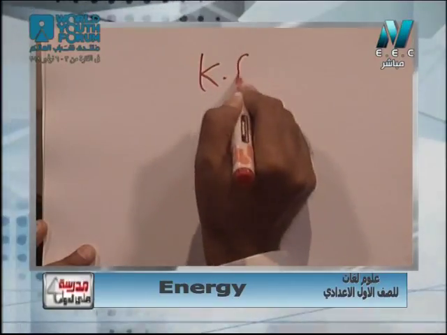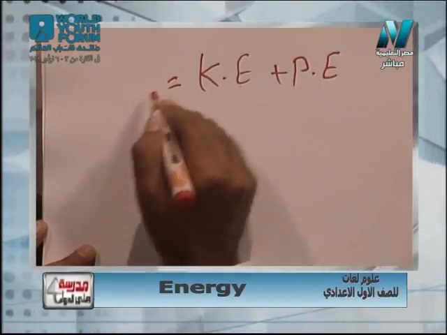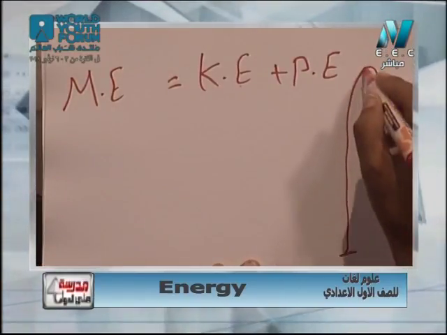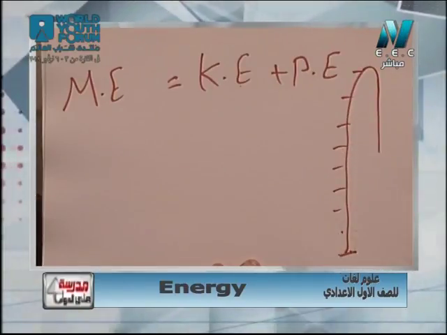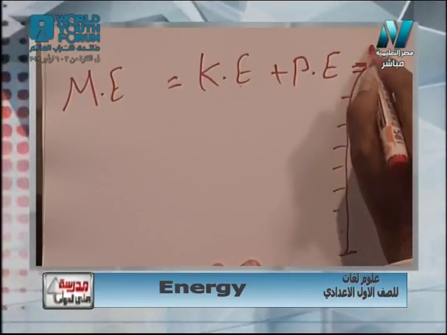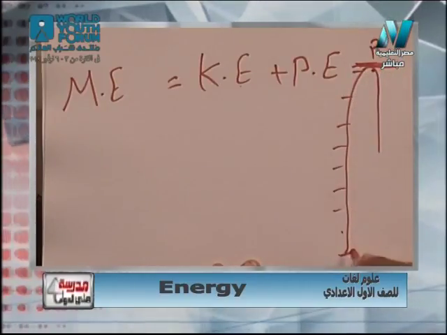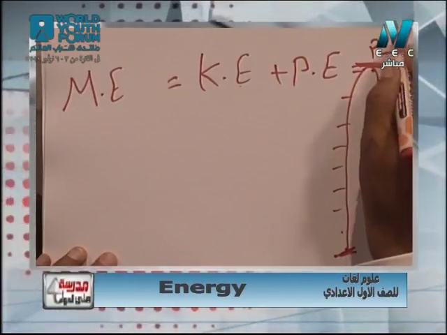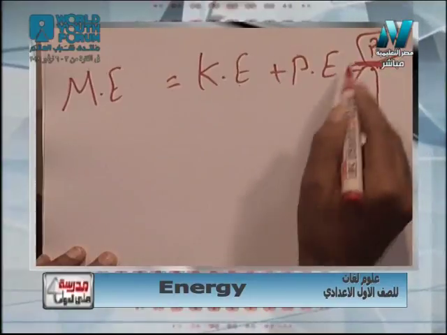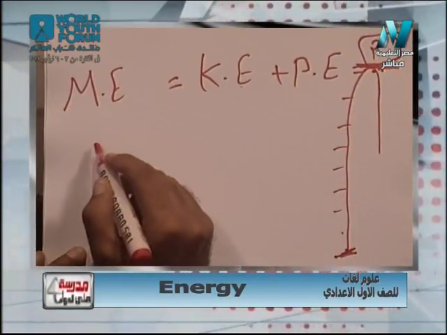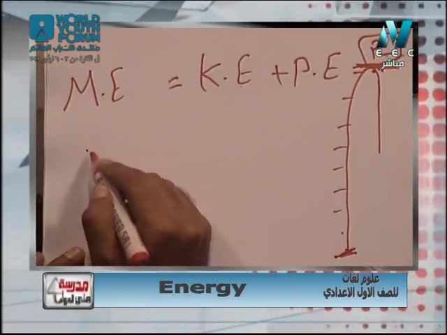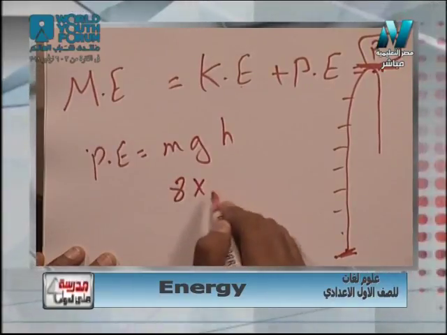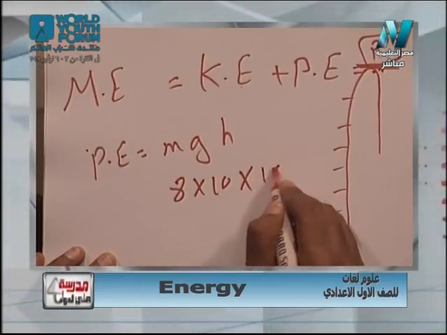Kinetic energy plus potential energy equals what? Mechanical energy. Mechanical energy at any position equals mechanical energy at any other position, and potential energy at the top equals kinetic energy before reaching the ground. So mechanical energy equals potential energy at the top. If I get potential energy at the top, I can get mechanical energy. So potential energy equals mgh. Here it is 8 times 10 times 15.